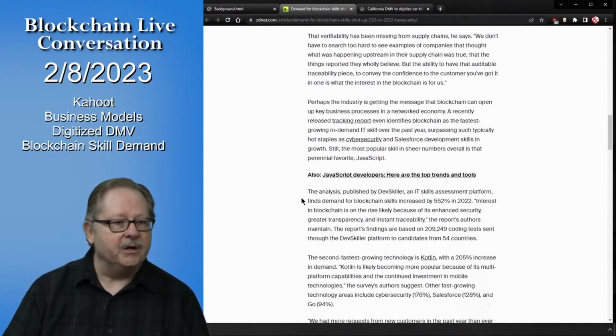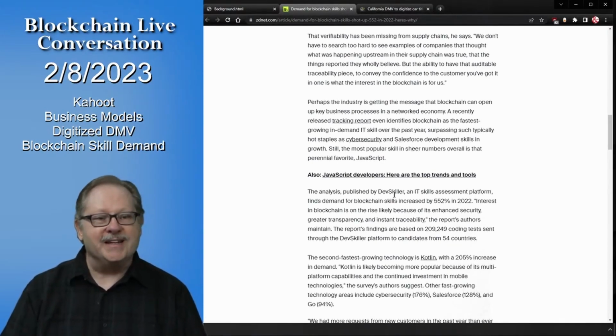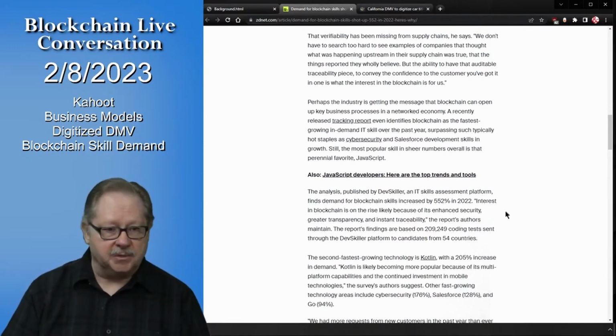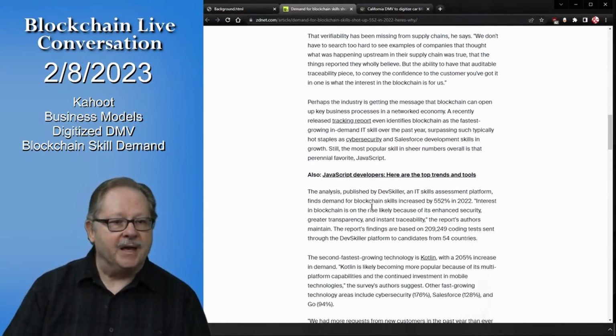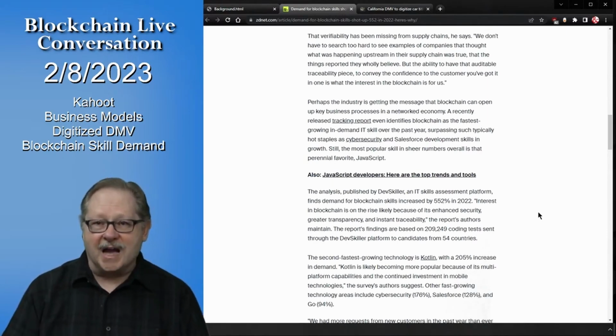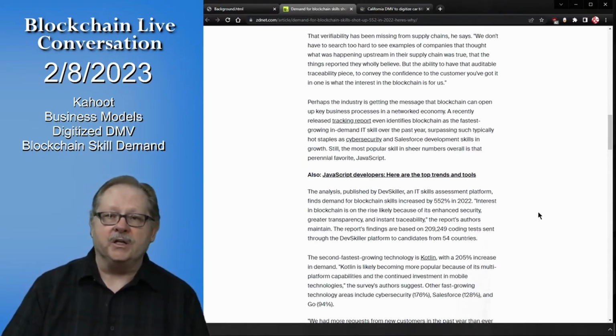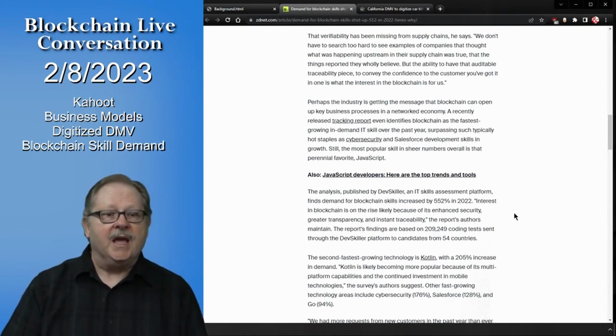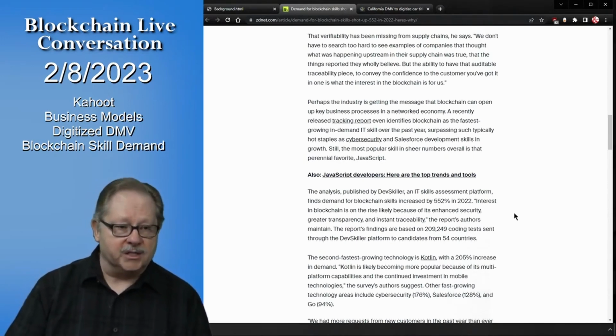Right here in this paragraph, it says, in analysis published by DevSkiller, an IT skills assessment platform, finds demand for blockchain skills increased 552% in 2020. Basically, it went up by 5.5 times the demand in 2021. That's how to read that. So interest in blockchain is on the rise, likely because of its enhanced security, greater transparency, and instant traceability.